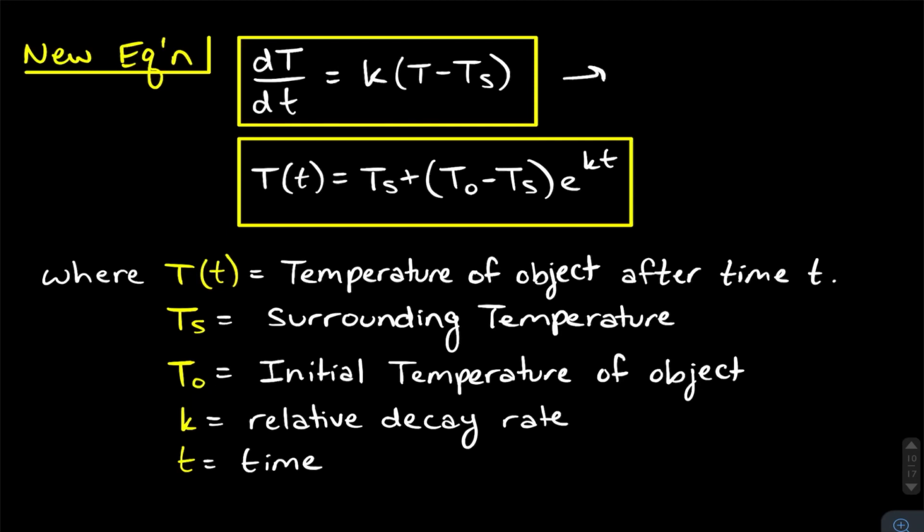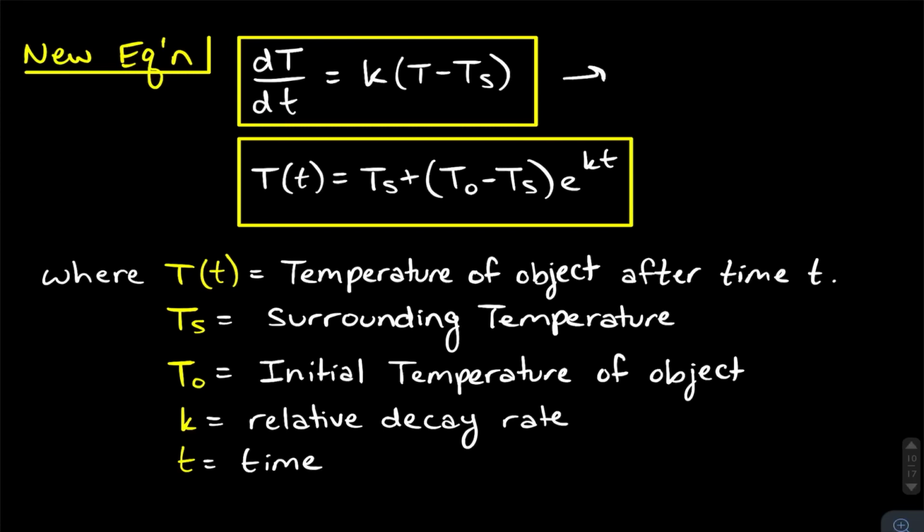Now, you would probably assume that this equation, the change in temperature over the change in time, would equal k times a variable, or k times T. That would be consistent with everything that we've done so far. Like the change in mass over the change in time, dm/dt, would equal k times m. And that was the same thing with population growth. But here we have a minus Ts on the end. Why?